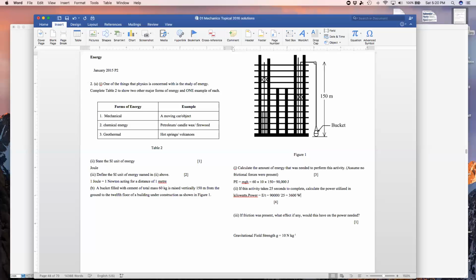And the unit of power is the watt. So that's pretty simple. Straight application. Now the last part. If friction was present, what effect, if any, would this have on the power needed? And we just answered that as well. The power needed will be greater.